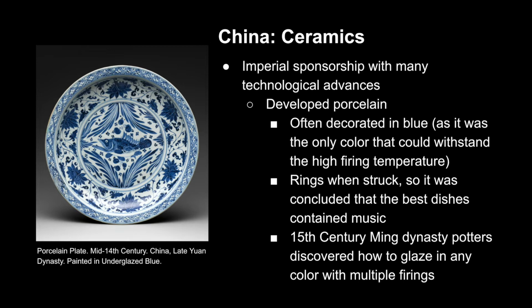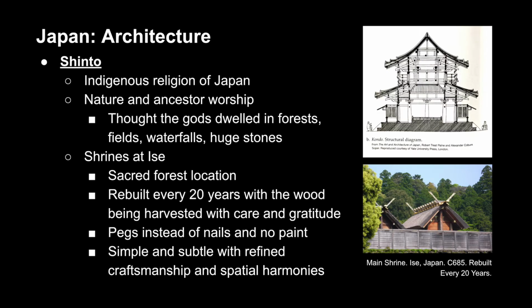By the 15th century, Ming Dynasty potters discovered that they could glaze in any color, not just blue, by using multiple firings. The next region we're going to look at is Japan.